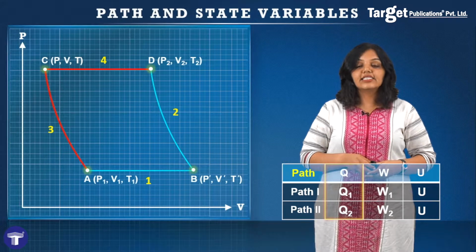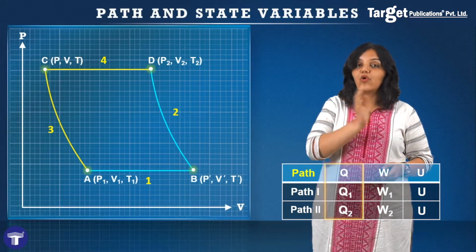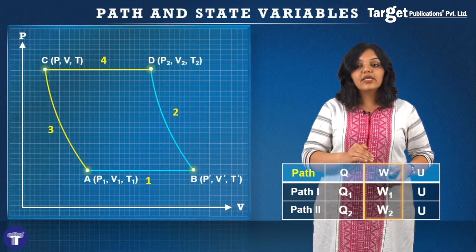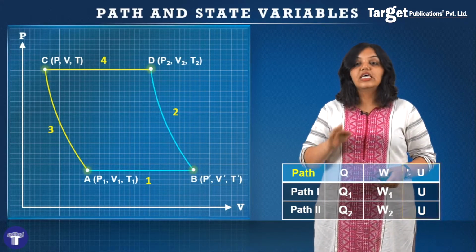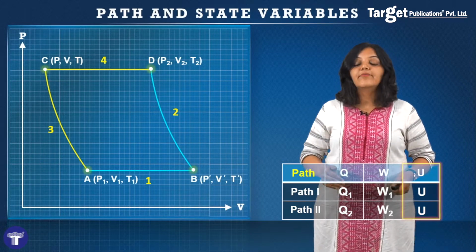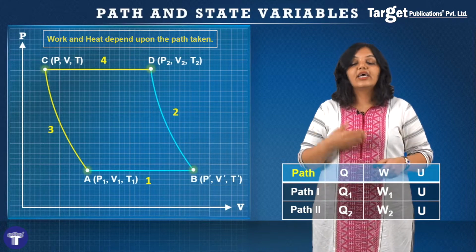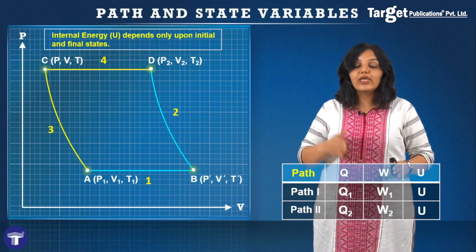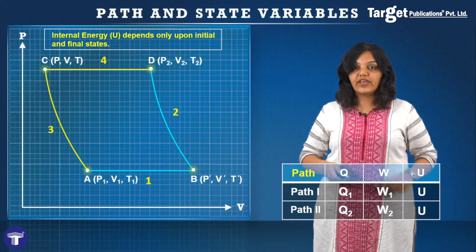And this tells me that heat energy changes depending upon which path you take to go from one state to another, and similarly work done also changes depending upon the path, but the internal energy does not change, as you can see. And therefore I say that work and heat depend upon the path taken, whereas the internal energy depends only on the initial and final states, which is exactly the definition of a state variable.